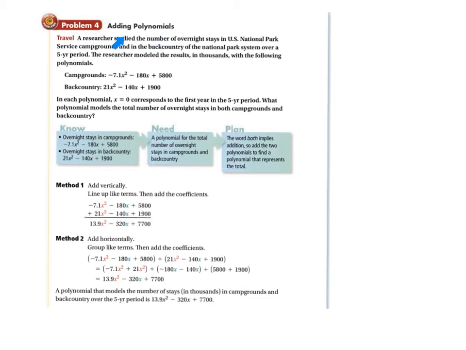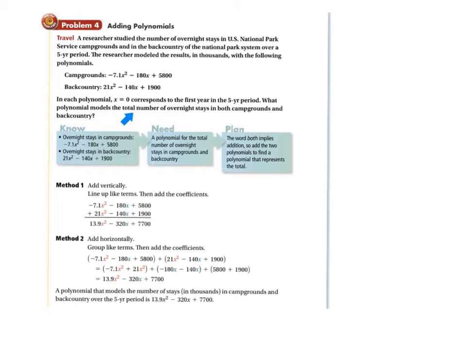Alrighty, adding polynomials. Little story problem fun for us here. A researcher studied the number of overnight stays in U.S. National Park Service's campgrounds in the backcountry of the National Park System over a 5-year period. The researcher modeled the results in thousands with the following polynomials. And this is where this actually does happen. Usually you see these in computer models. So campgrounds, right, and backcountry here. In each polynomial, x equals 0 corresponds to the first year in the 5-year period. I think we've seen stuff like this, right, when we talk about growth.